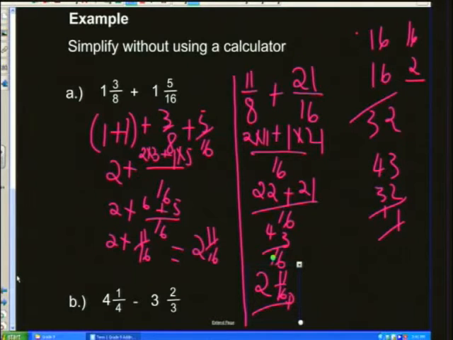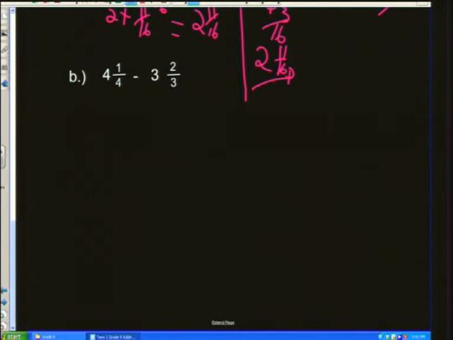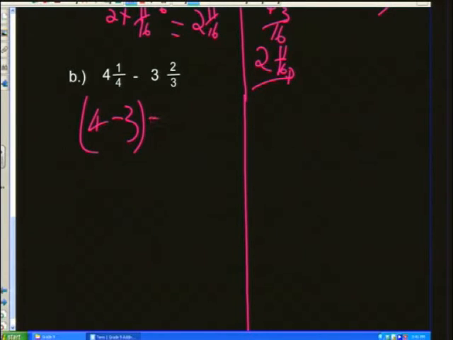Let's go to example number 2. We follow the same route. I add first the whole numbers, I separate them. 4 minus 3 plus. I'm putting plus because these fractions have been added to these whole numbers, so I'm not going to put subtraction. 1 over 4 minus 2 over 3. So 4 minus 3 is 1, plus 1 over 4 minus 2 over 3.